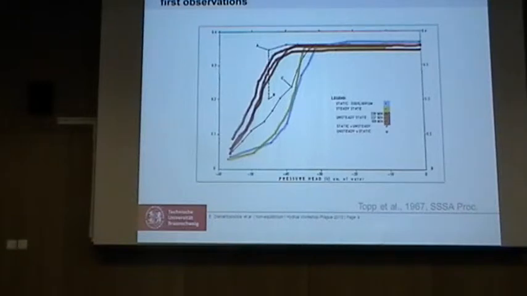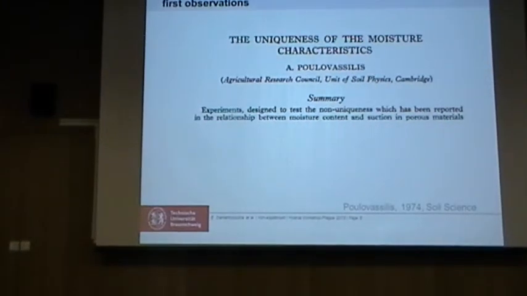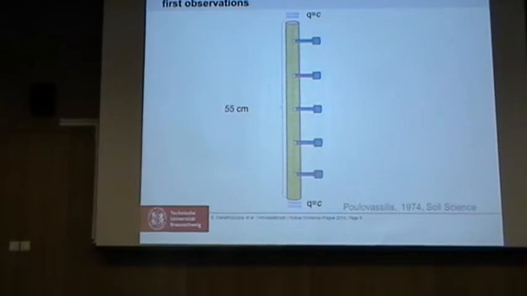And this was the first study that showed that the estimated retention curve may be a function of the flow condition. 7 years later, Poulovassilis published another paper in the Soil Science journal. He more or less tested the results of Topp et al., however, he used another experimental setup. He started with a long column, 55 centimeters in length, equipped with 5 tensiometers, and he made a constant flux infiltration experiment. His goal was to achieve unit gradient conditions, or gravity-driven flow, throughout the soil column.